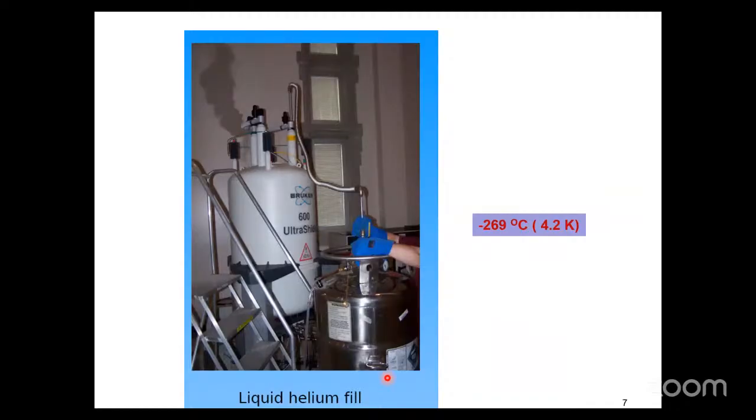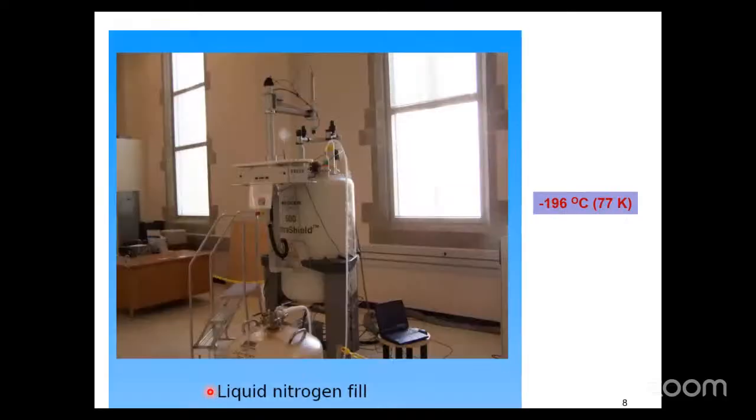Okay, this is just to give an idea of the temperature of liquid helium. It's minus 269 degrees Celsius, which is nothing but 4.2 Kelvin. So at this low temperature, the superconducting coil will have very, very little resistance, and it will act as a superconductor.